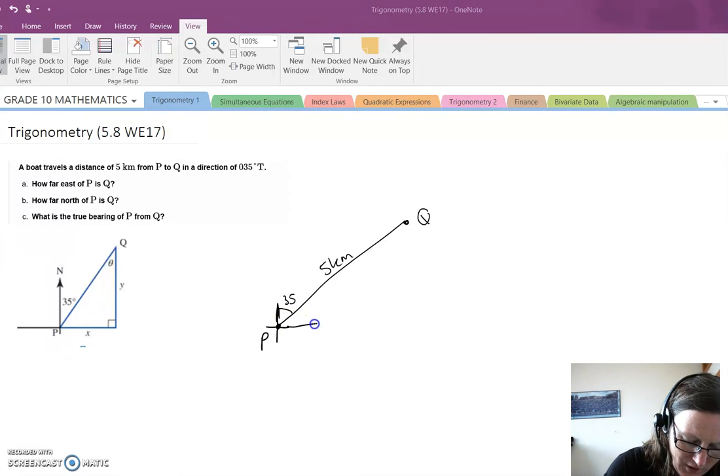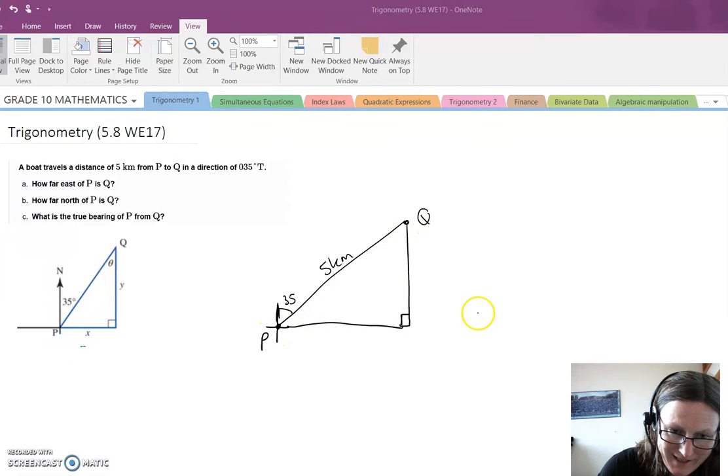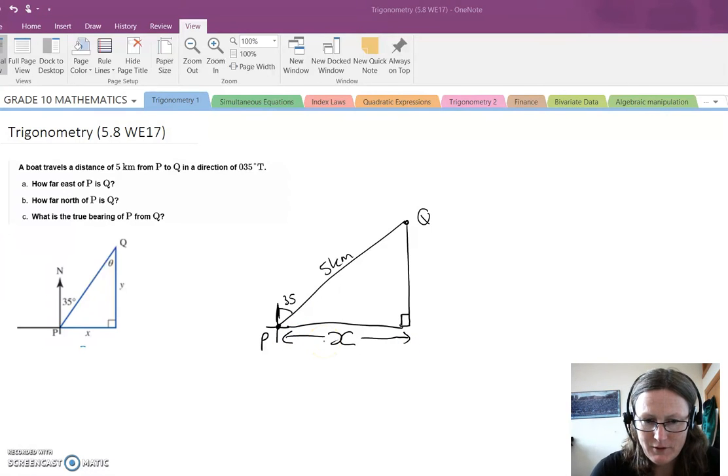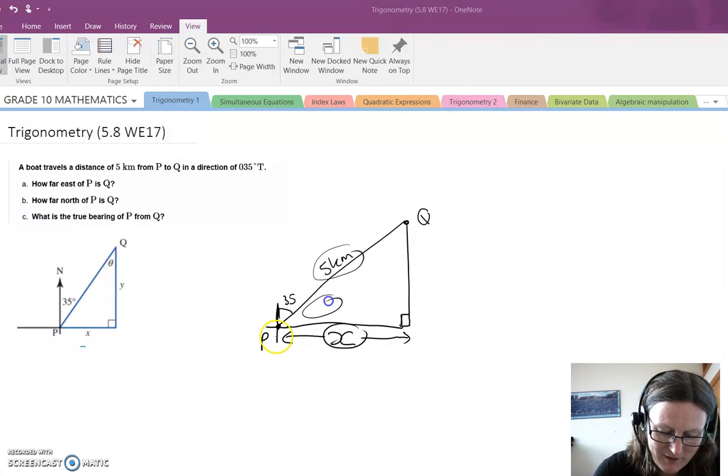Part A is how far east of P is Q. So let's make this into a right angle triangle. It wants to know, in an easterly direction, which is this direction here, how far east is this boat now? So let's look at our right angle triangle. We have 5, we have x, and we in fact have this angle here, because these two angles form 90 degrees, a right angle. If that little section is 35, then 90 take 35 gives us 55. So that's the information we need to find x.